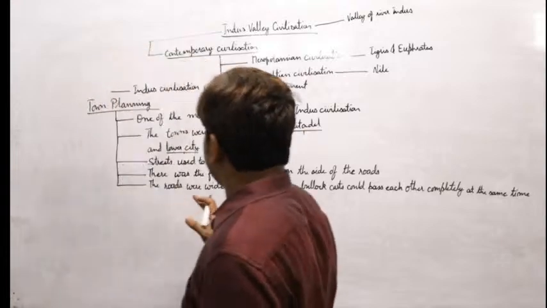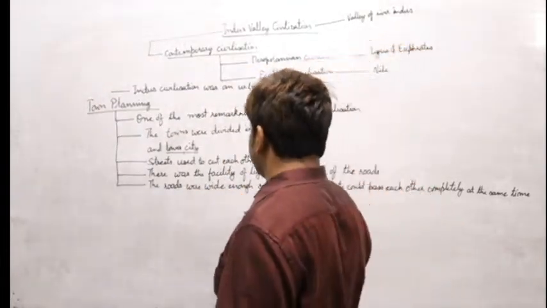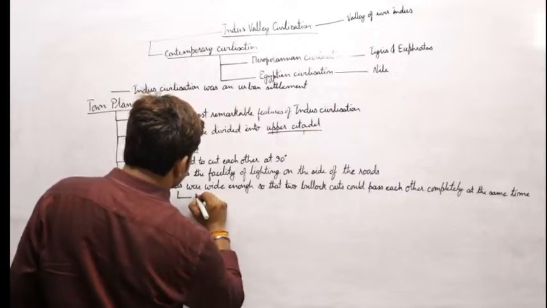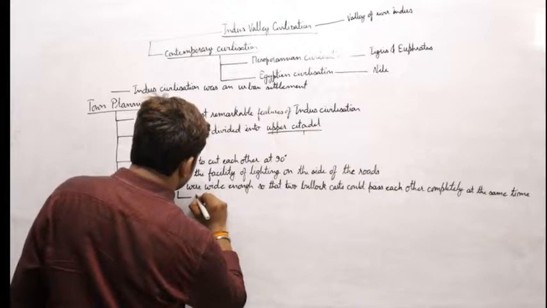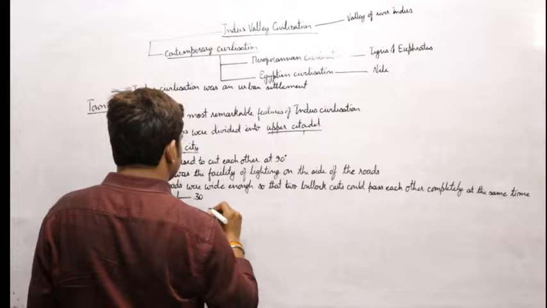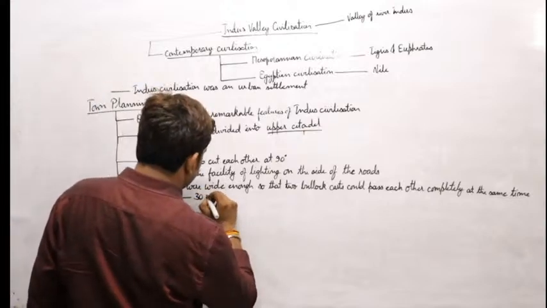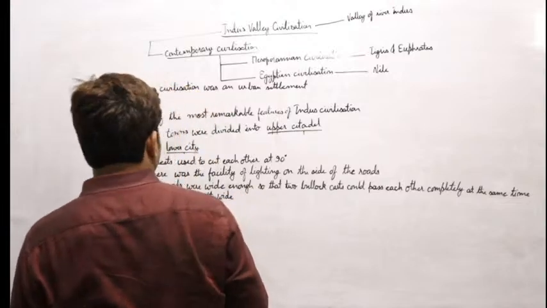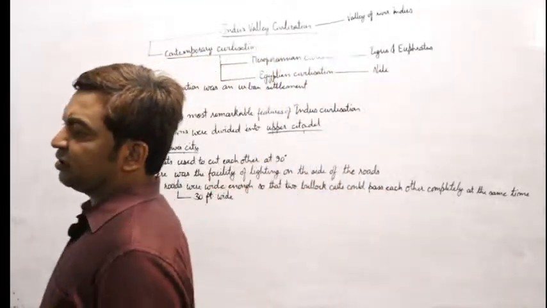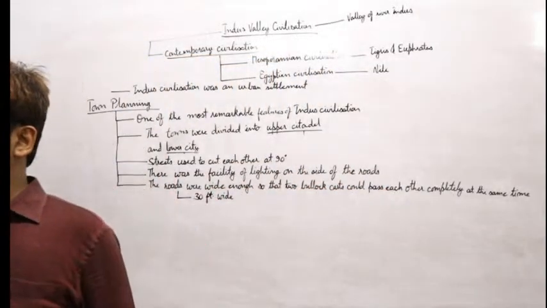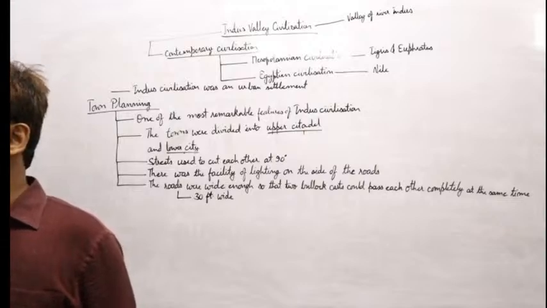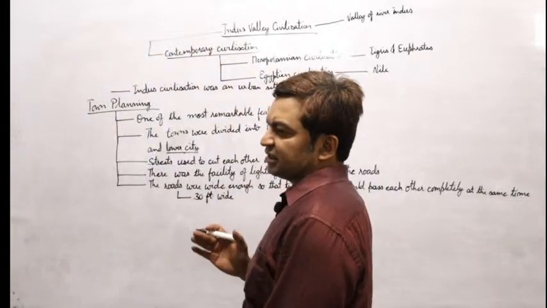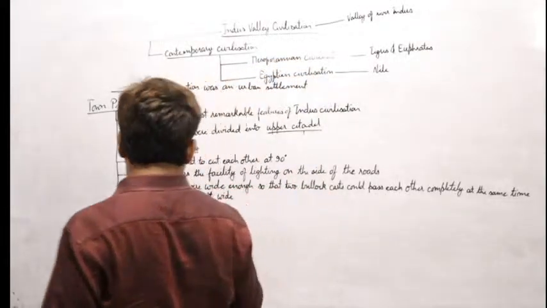So streets and roads were wide enough. That is, you can say 30 feet wide. The breadth was 30 feet, and that was enough to allow the bullock carts to pass each other simultaneously at the same time, same point of time.